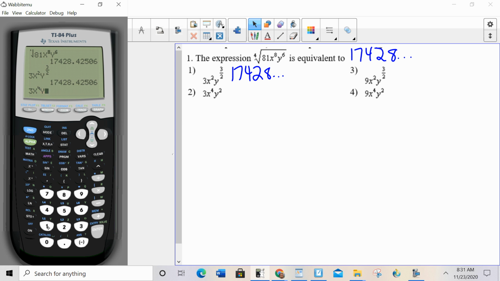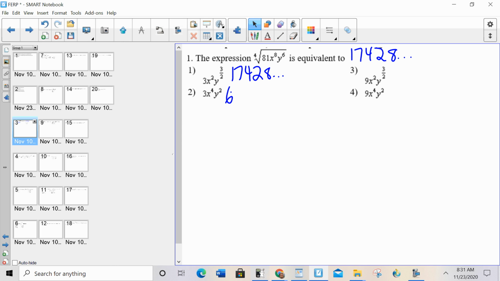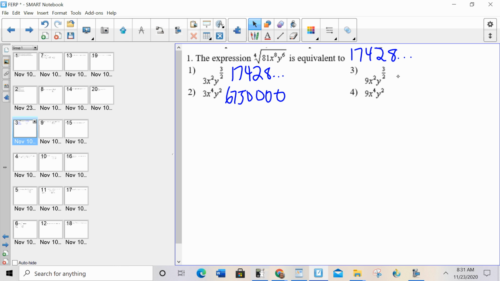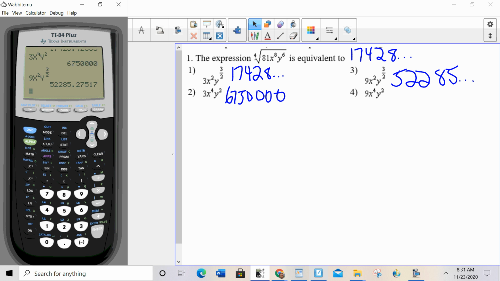3x to the 4th y squared is 675 with 4 zeros after it. Choice 3, 9x squared y to the power of alpha y equals. Enter. 3 halves. 52285. There's some stuff after it. I can just write dot, dot, dot. That represents that there's more.